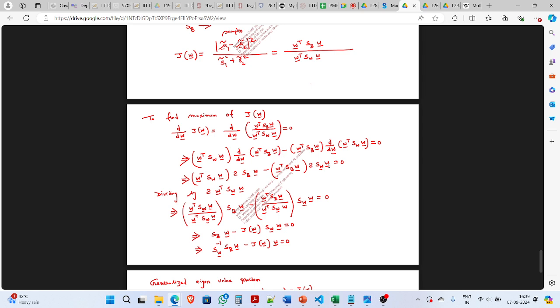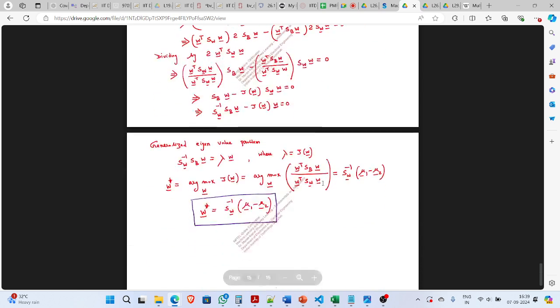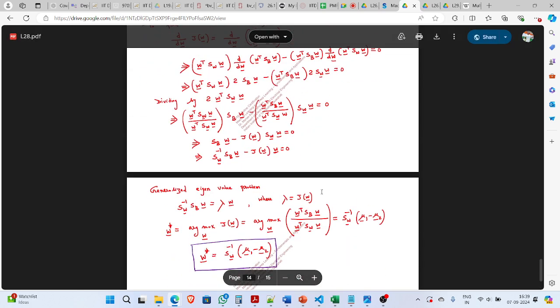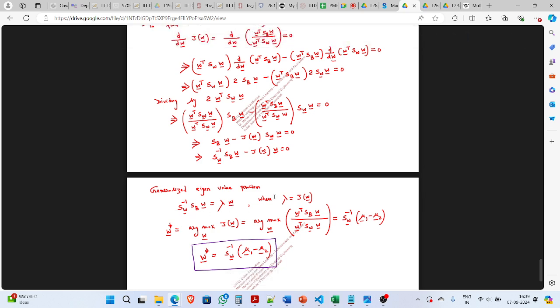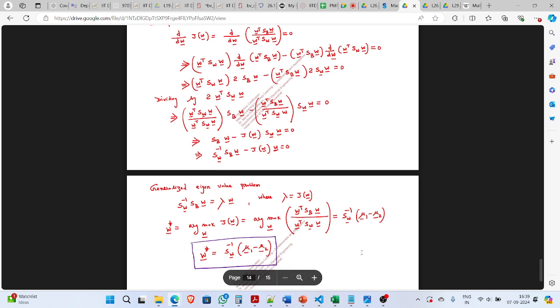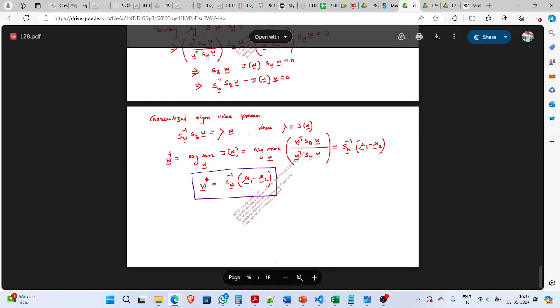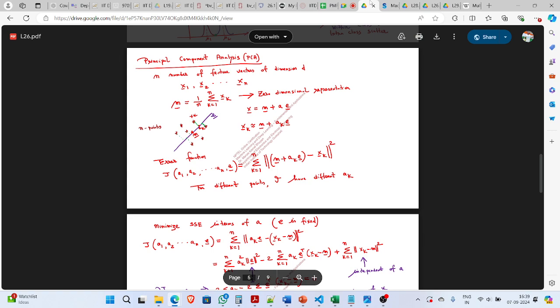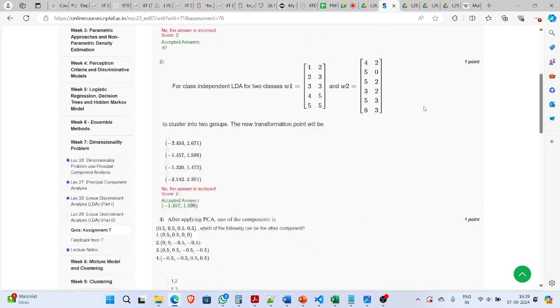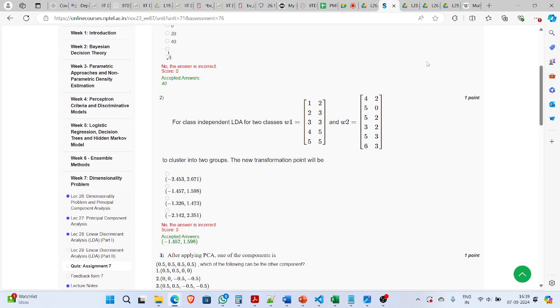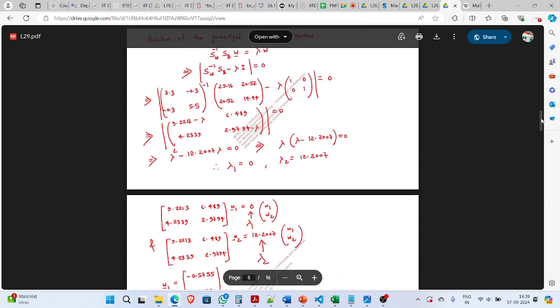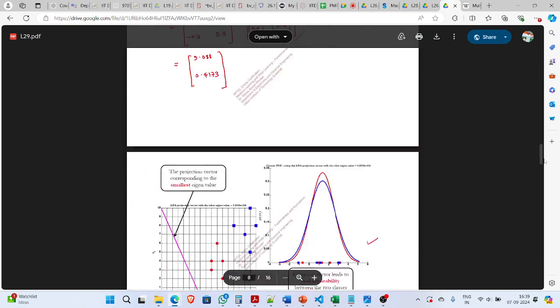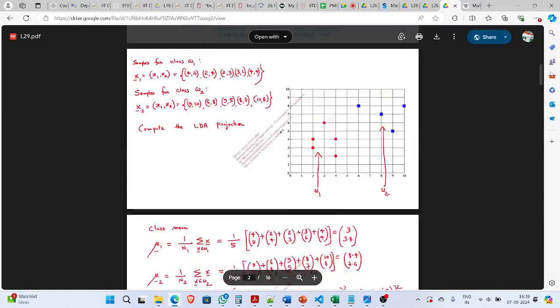In the process, you can see we have maximized. Again it gets to a generalized eigenvalue problem, and w star is defined as S W inverse (mu1 minus mu2). In this problem, question number 2, this is what we need to solve. One similar problem is there in the slides, so we are going to proceed like that.